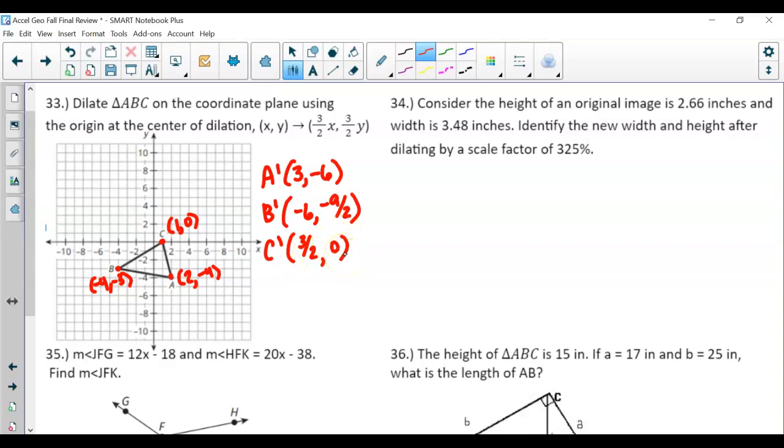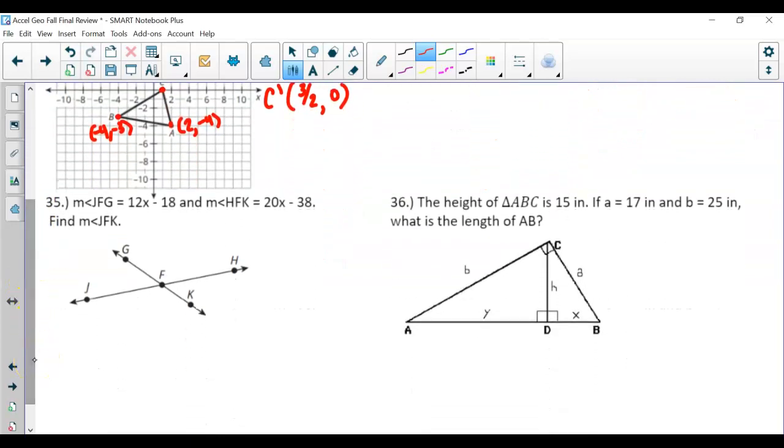Then 34, you're going to get the new height and width by using the scale factor of 325%. Now remember, this is a percentage, so out of 100, that means your scale factor is 3.25. So this enlargement, now just multiplying both the height and the width, just like the x and y. So the new height is 8.645 inches, and the width is 11.31 inches.